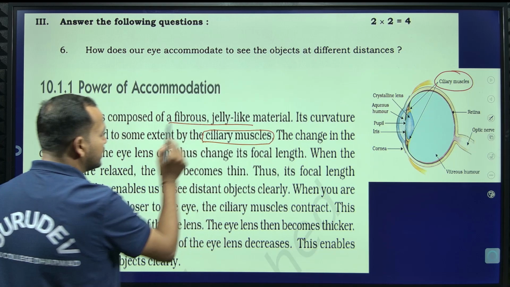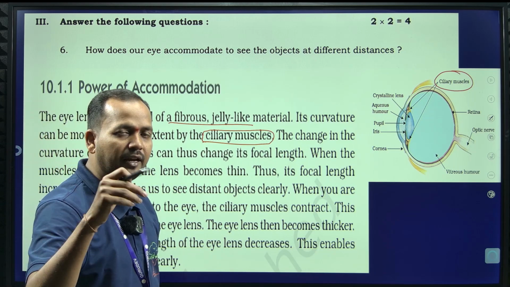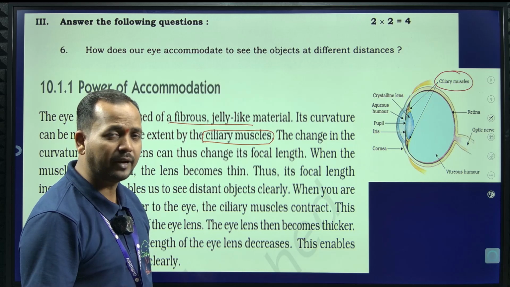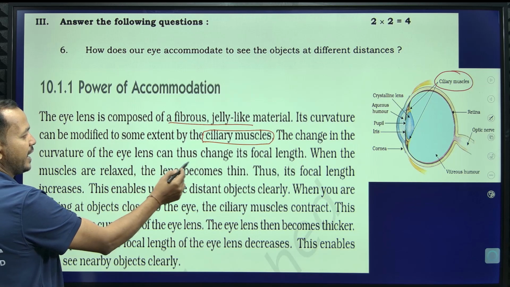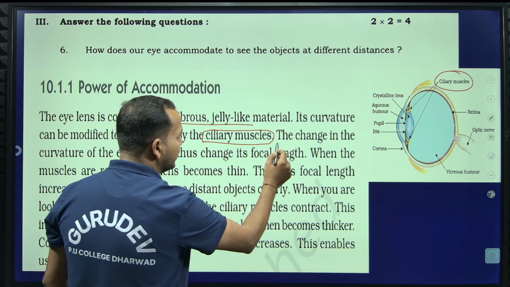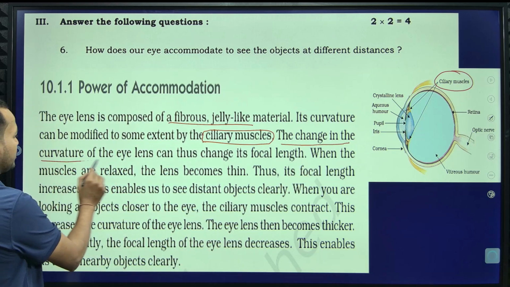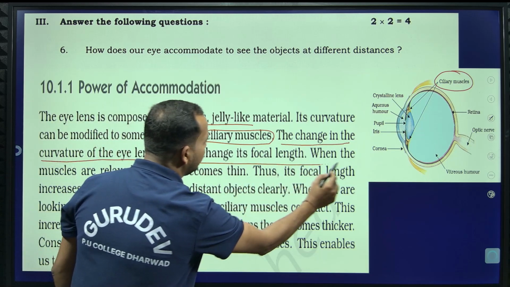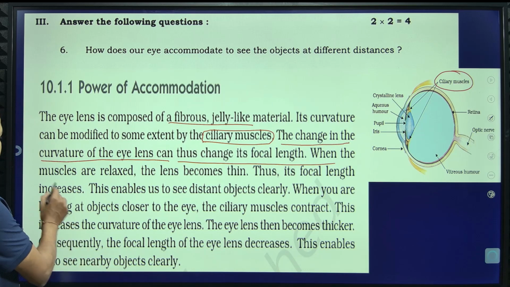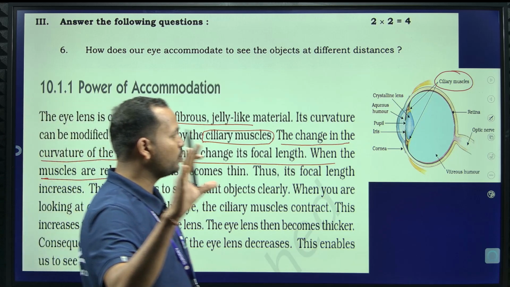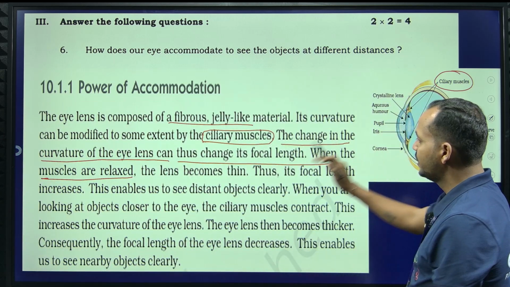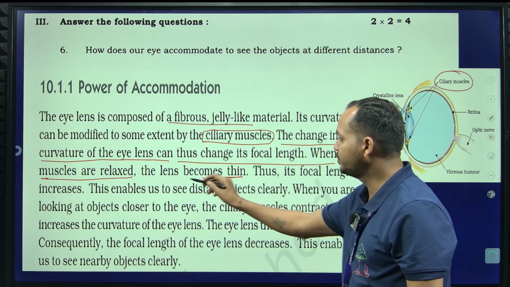See here, the curvature of the eye lens is altered by the ciliary muscles. The change in the curvature of the eye lens can thus change its focal length. What happens when the muscles are relaxed? The lens becomes thin.